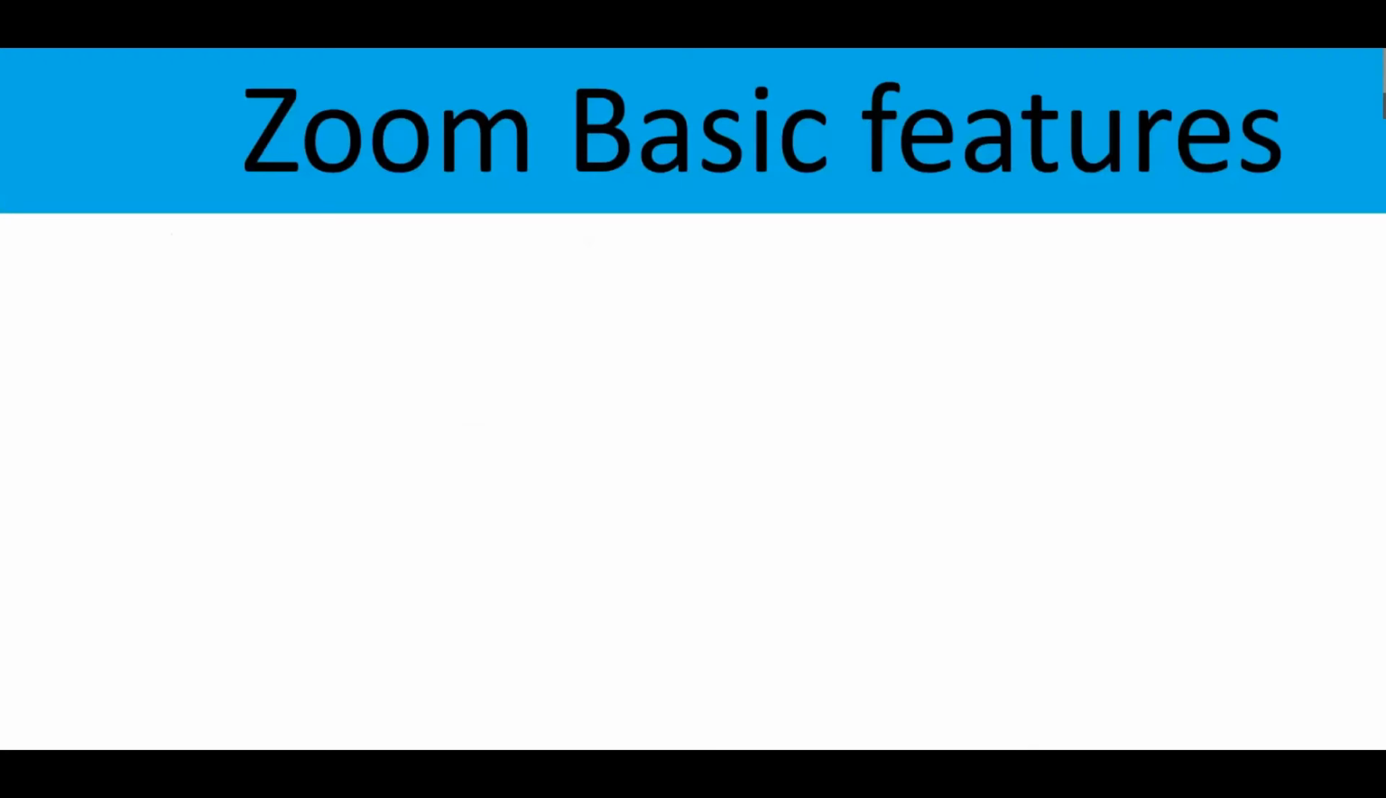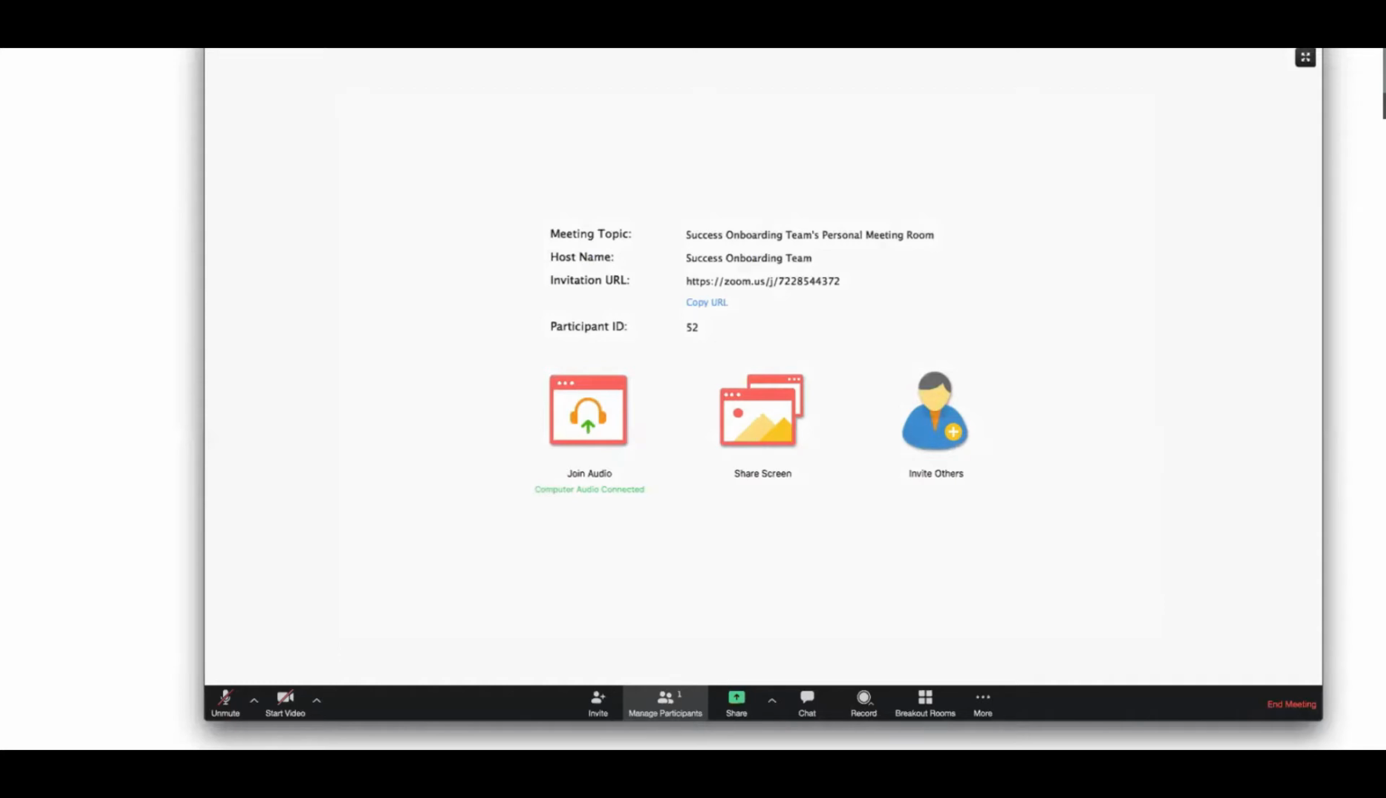Okay, let's look at the basic features of Zoom. I've kind of jumped forward to where you have gone to a meeting. So you've gone to your meeting. This is what the page would look like. At the bottom, you have your manage participants. You've already enabled your breakout room. As a result, you can see breakout room there.